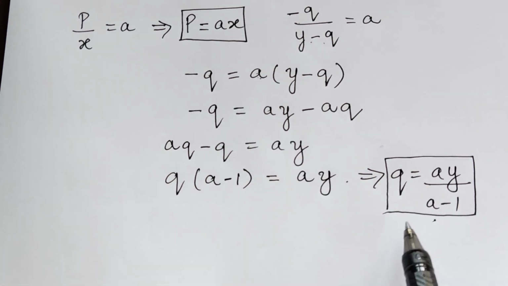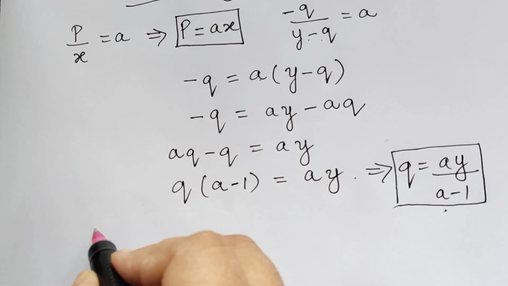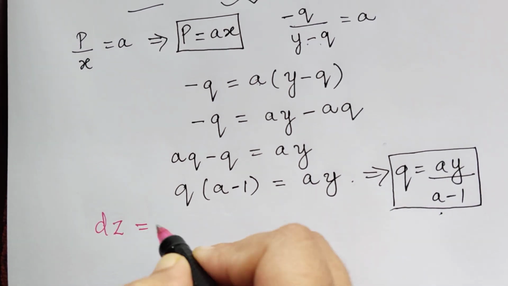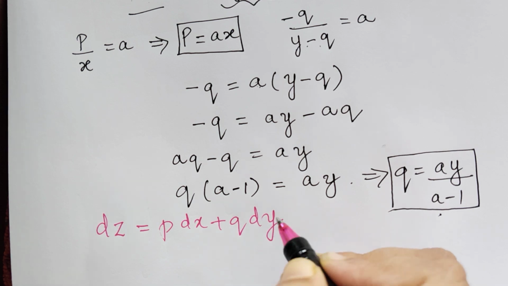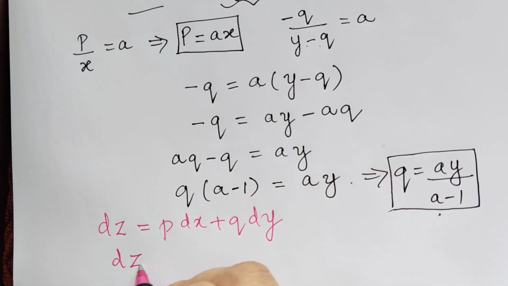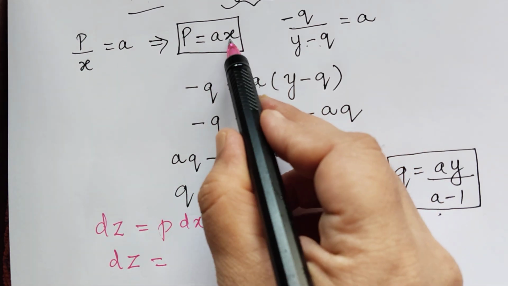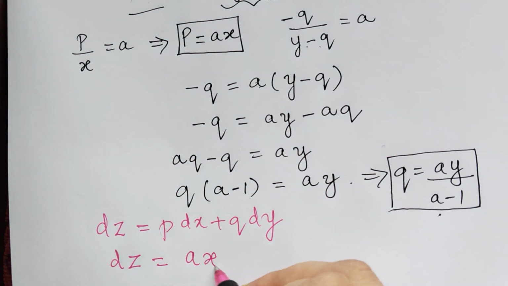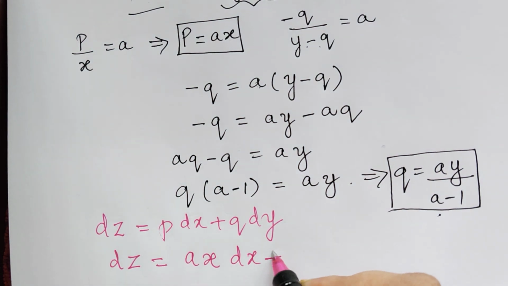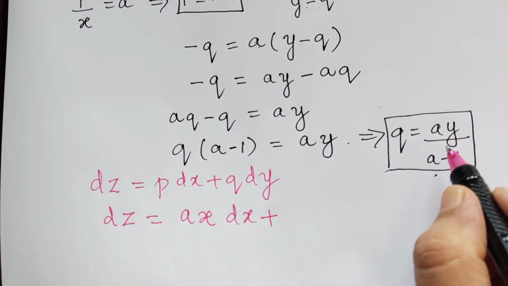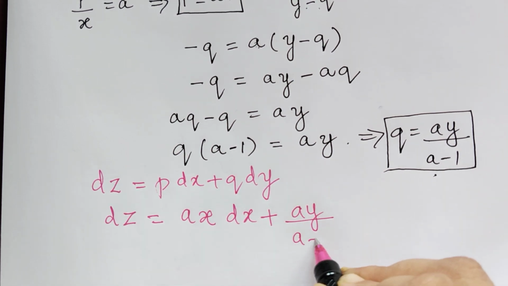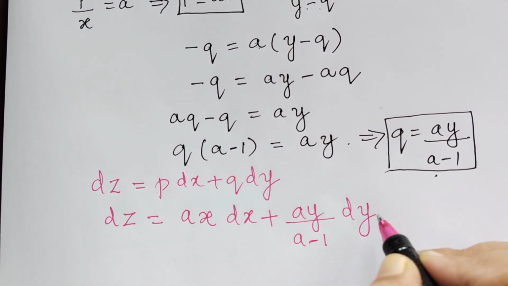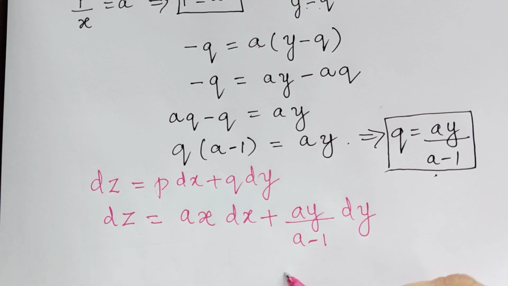We have got the value of p and the value of q. We shall now substitute these two values in dz, which is equal to p dx plus q dy. Now dz will be equal to, what is p? p is ax. So ax dx plus q is ay divided by a minus 1. So ay divided by a minus 1 dy. We shall now integrate on both the sides.